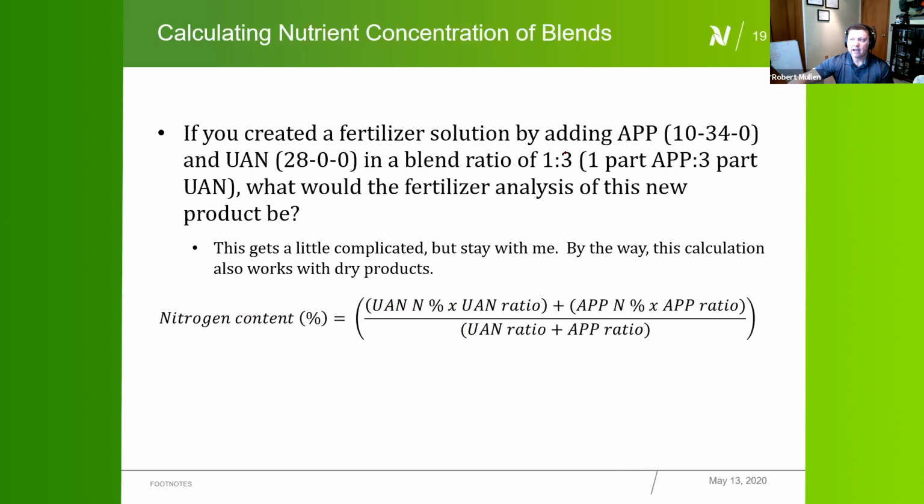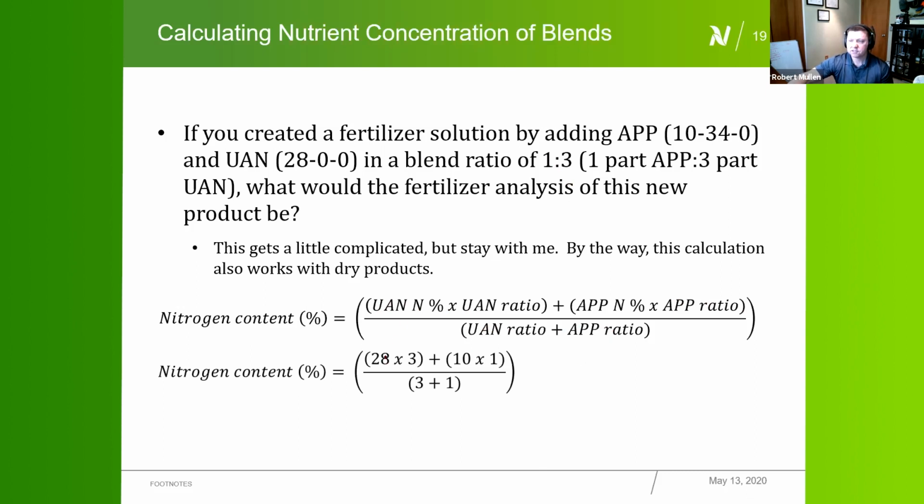So as I told you up here, I'm adding 1 part APP to 3 parts UAN. For APP, the nitrogen analysis is 0.1. The fraction of ammonium poly in this new product, its ratio is going to be 1. And then I have to divide all of this by the ratio of UAN plus the ratio of APP. So let's start plugging in some values.